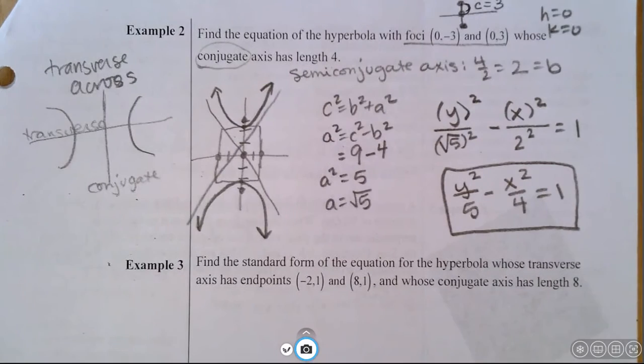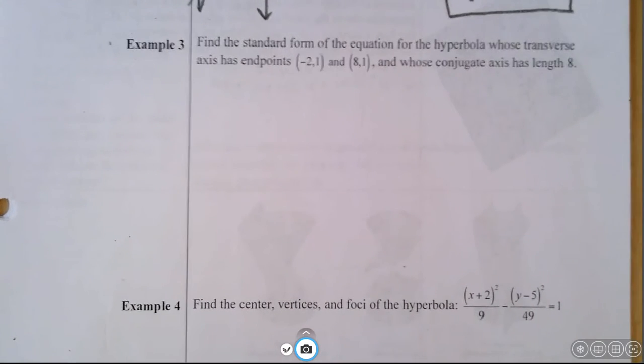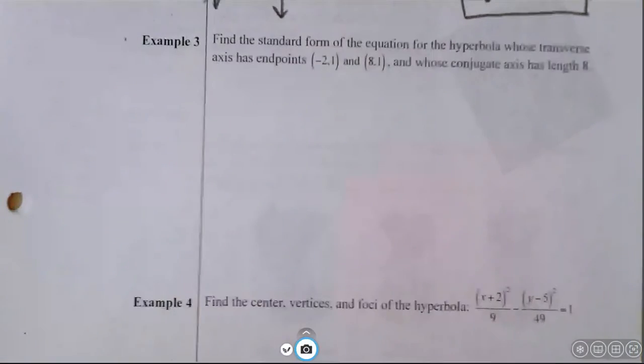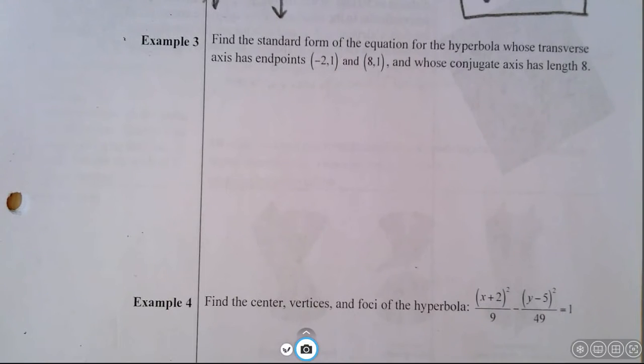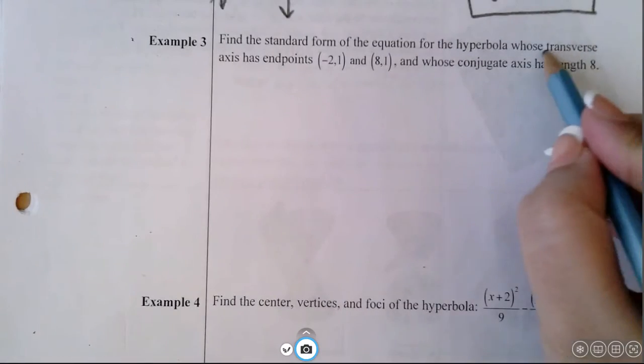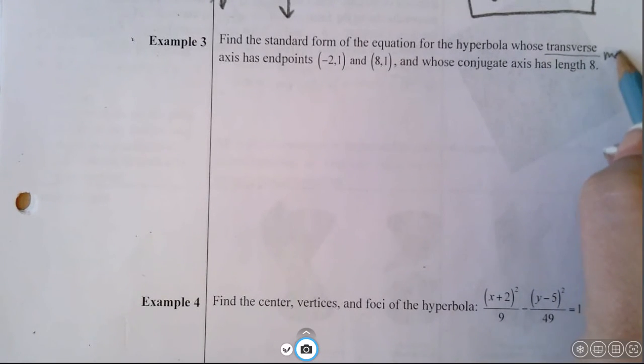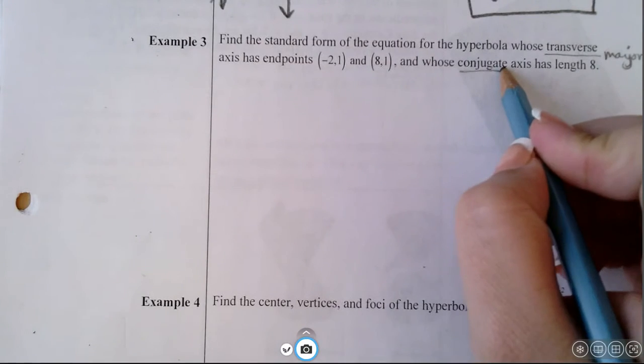Let's take a look at example 3. Find the standard form of the equation for the hyperbola whose transverse axis has endpoints -2, 1 and 8, 1, and whose conjugate axis has a length of 8. So I know both of my axes, right? The transverse axis is like the major, and the conjugate is like the minor.